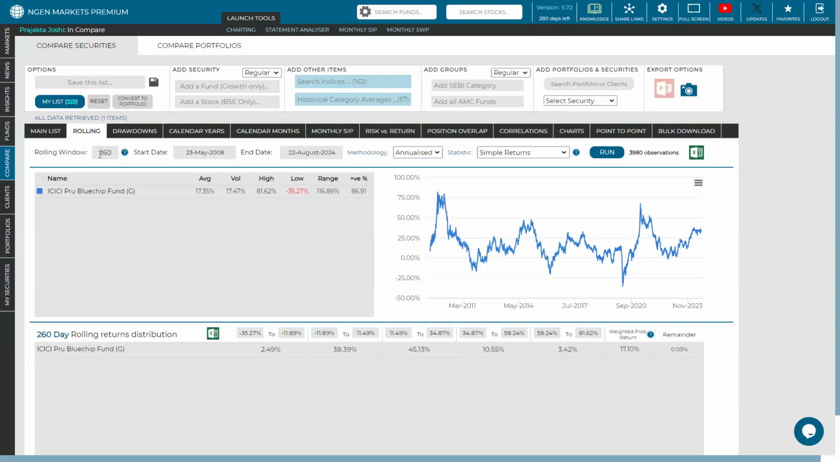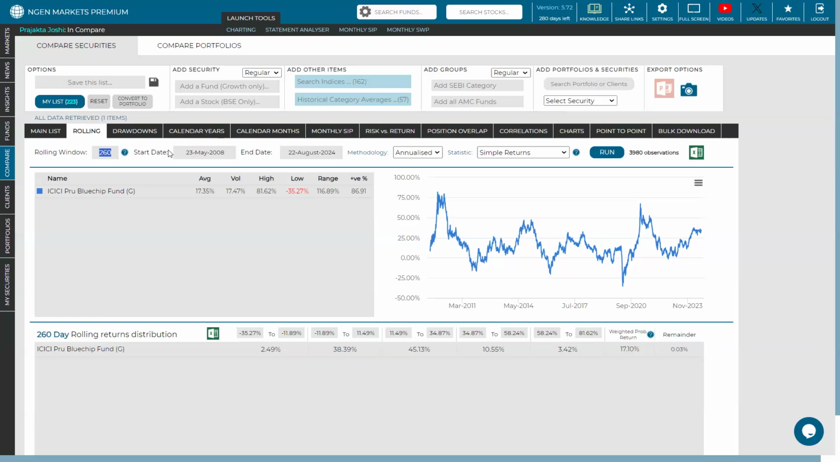260 days is always equivalent to 1 year in terms of working days on the platform, right? So if you typically want to check it for a 5-year time period, all you will need to do is in this rolling window, put 260 multiplied by 5, that is 1300. Currently, we'll be keeping this constant as 260 days itself. So this typically is nothing but the holding period under consideration.